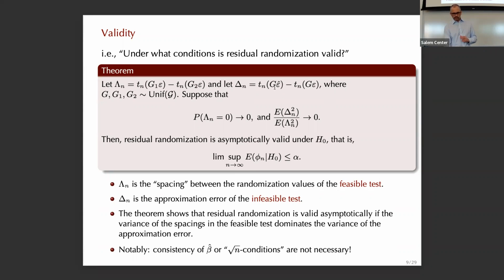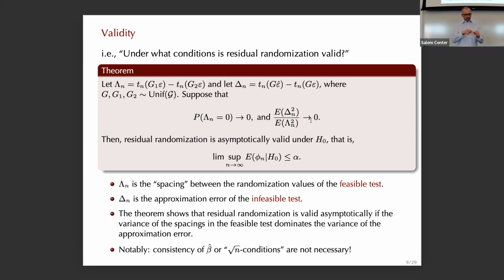So delta n, what you see here is that expression is a random variable where you calculate your approximate test statistic value from the approximate test, and you compare it to the actual value from the infeasible test. Okay, it's the difference. You can think of this as the approximation error that you make when you plug in residuals. The second quantity here, this lambda, this is the spacing between the randomization values of the infeasible test. So this condition here, that this goes to 0, essentially saying the following.